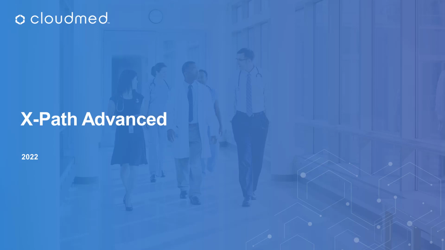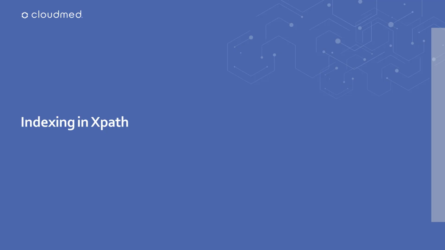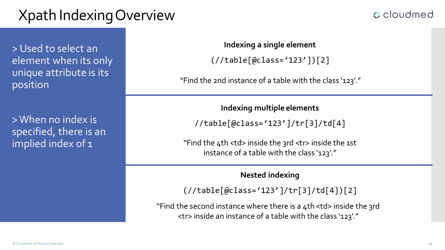I just wanted to go a little bit further into depth on indexing in XPath. I know we talked about that a little bit, but we're going to talk about it a little bit more. There are a few examples here. We saw this already, indexing a single element. In this case, we're looking to find the second instance of a table with the class that equals 123. There might be multiple of these, but we know we want the second one.